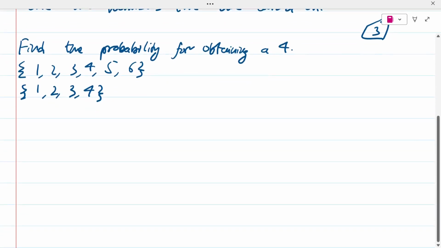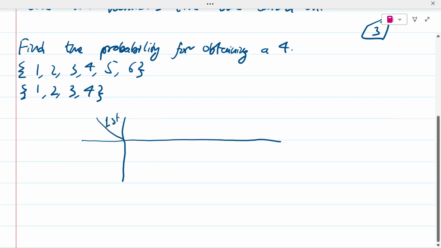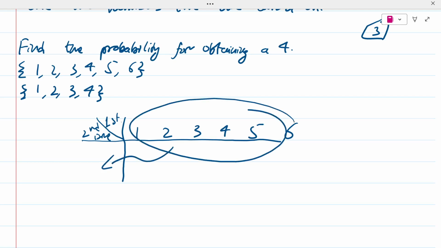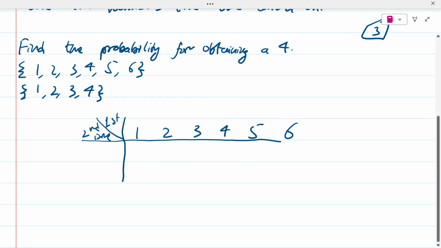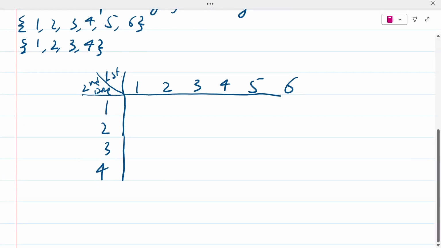Now, this is how you create a table. I make this one thing, first dice and the second dice, right? I'm going to write horizontally all of the outcomes for the first dice, right? That would be 1, 2, 3, 4, 5, 6, right? You can also do it the other way around. I could have just placed all these in here as well, right? It wouldn't have mattered. And now I'm going to write all of the possibilities for the second one. 1, 2, 3, 4. Okay?